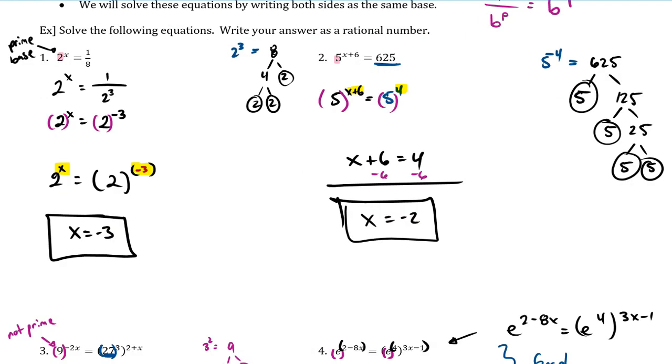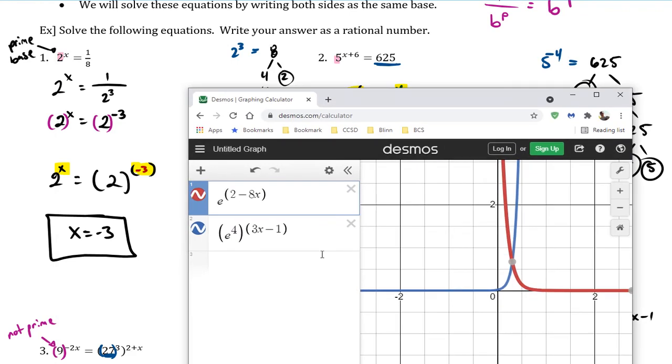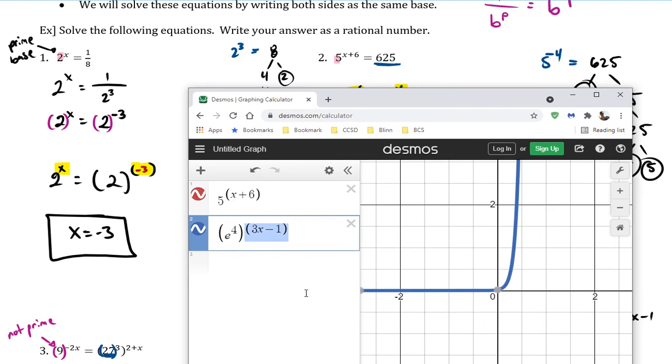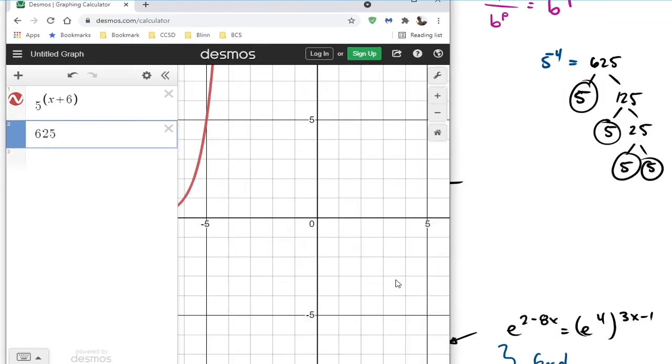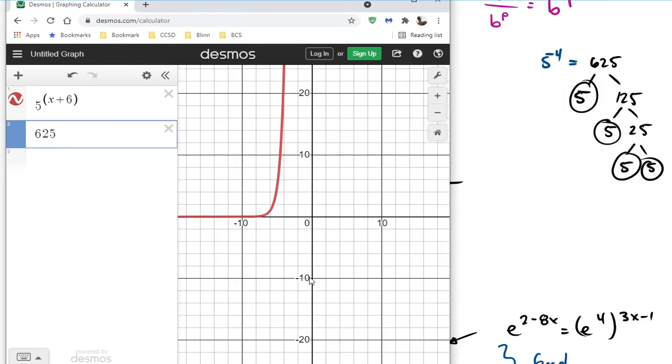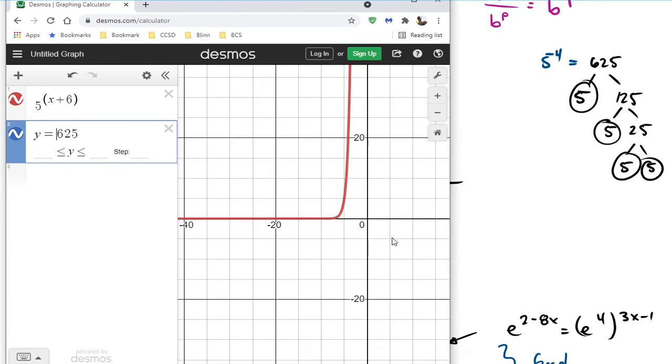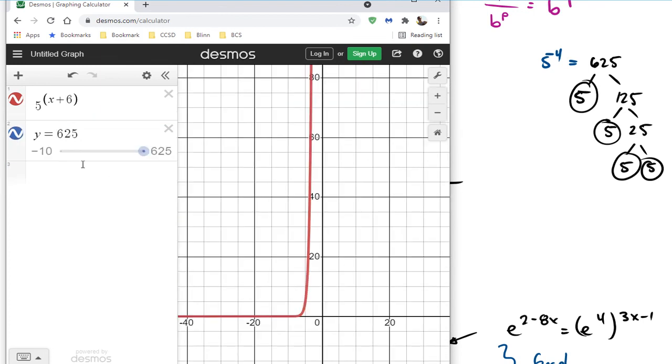Okay, and just to check one other, for instance, if we were to check number 2. Let me quickly graph those ones. So 5 to the x plus 6, and then let me graph that. The second side is just 625. Okay, notice it's only showing the red. Here's where it wants y equals. y equals 625. And notice I can't see anything still.